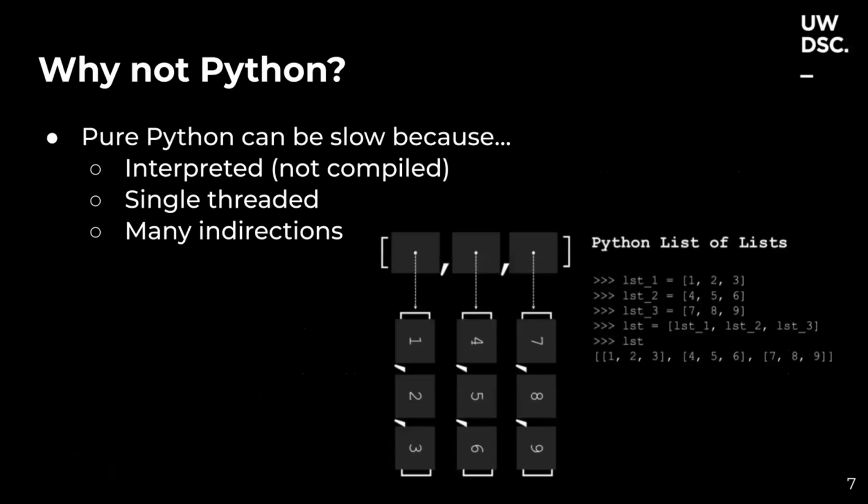Okay, so before we talk about why we're using NumPy or SciPy, we should first talk about why not just use normal Python. Python has built-in lists, we can do math in Python. Why don't we just keep doing everything in Python? Pure Python can be pretty slow when you scale up to very large problems for a couple of main reasons. The first thing is that it's interpreted and not compiled.